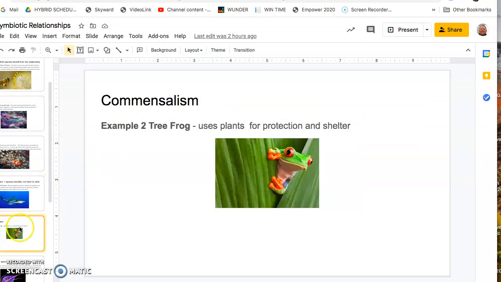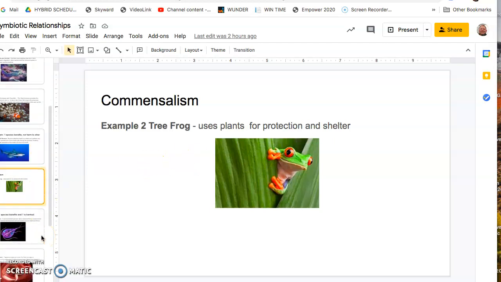Example two of commensalism is the tree frog. The tree frog uses the plants for protection because it blends in with the camouflage, and the plant also provides the tree frog with some shelter. The frog benefits, the plant is not harmed.